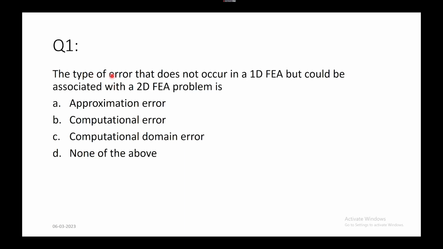Domain error, sir. Yes, domain error. Okay, so let us see the answer. Yes, the answer is the computational domain error.